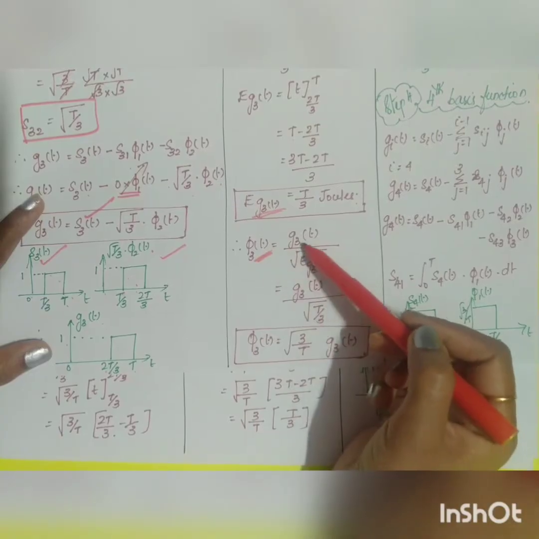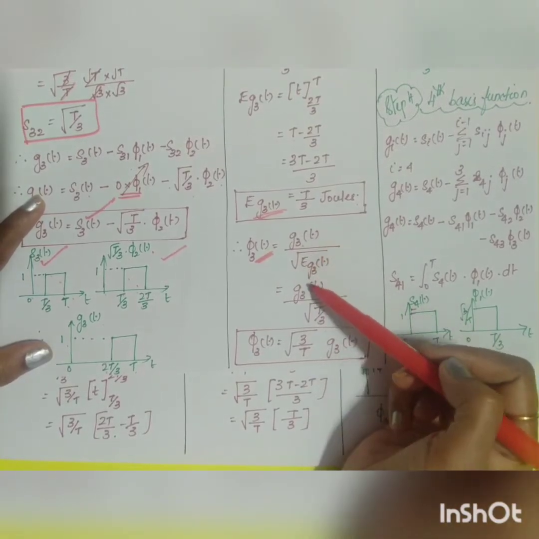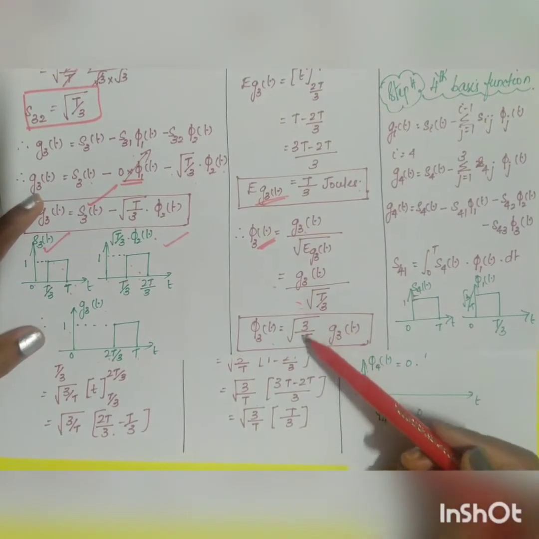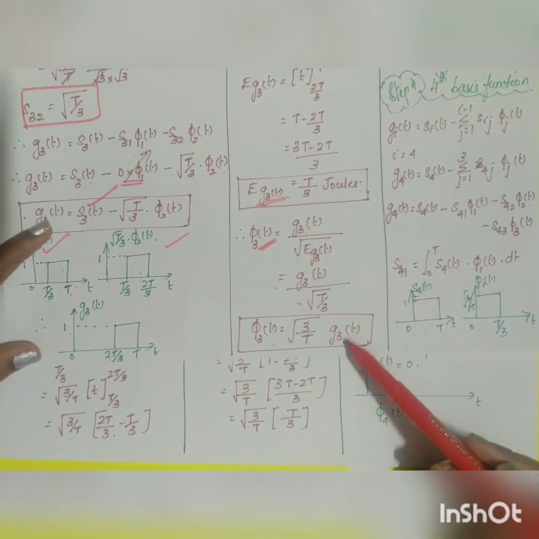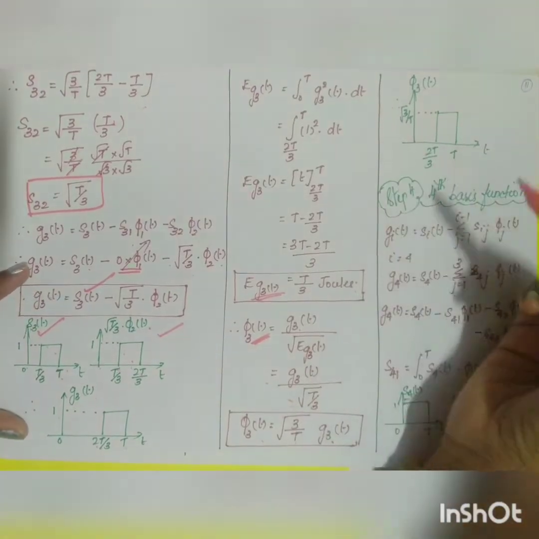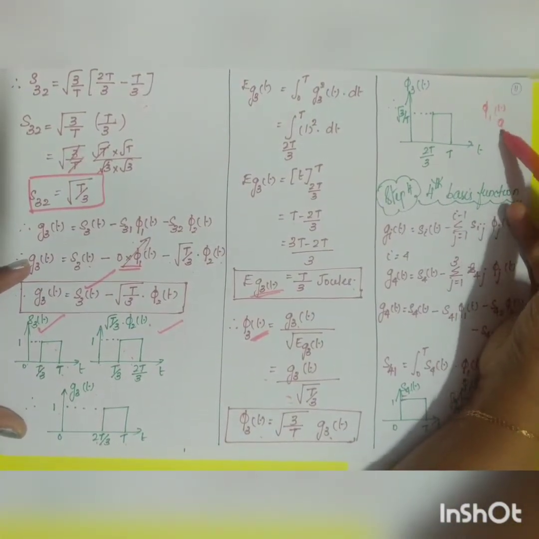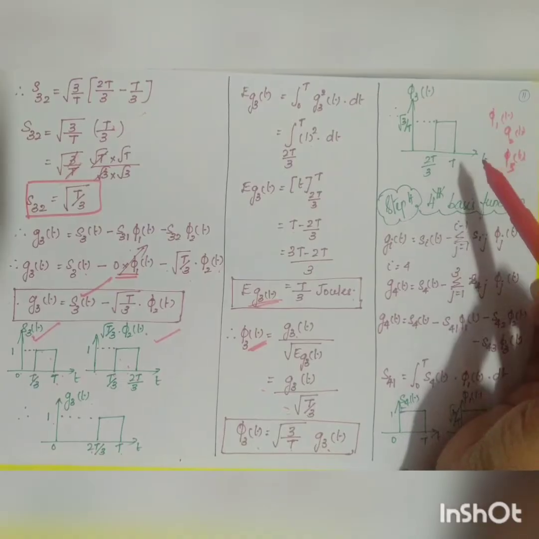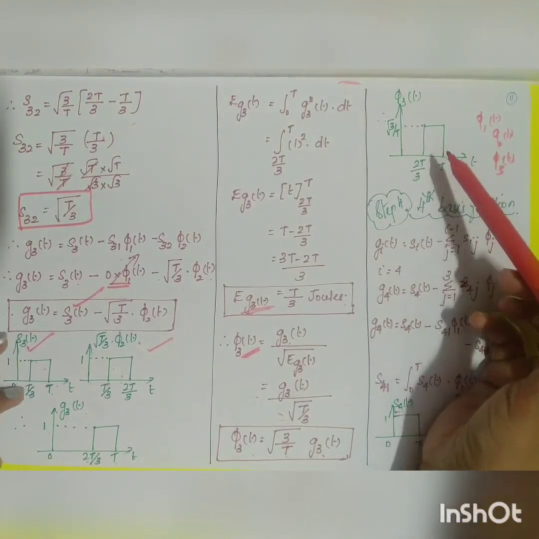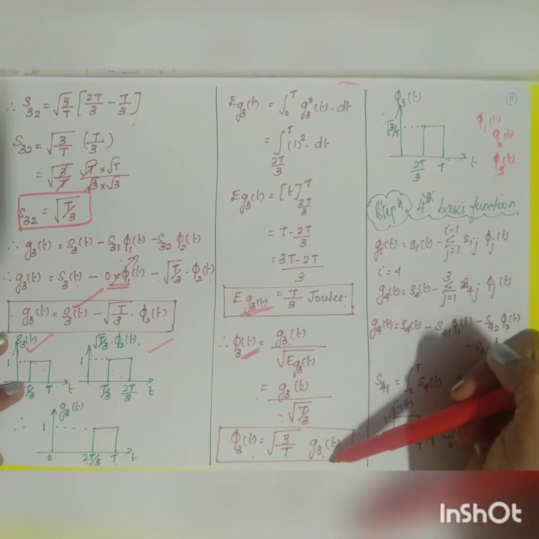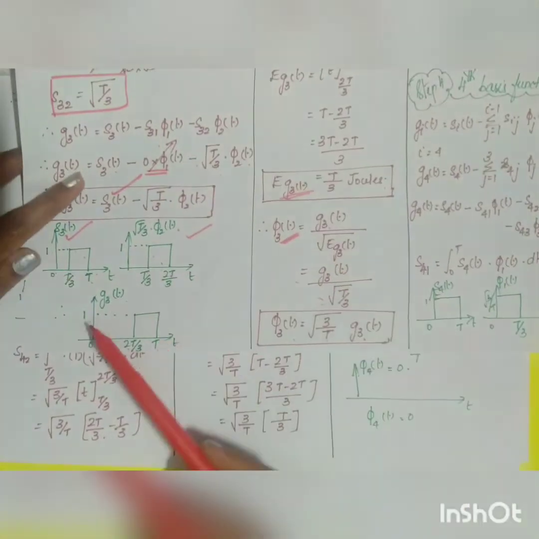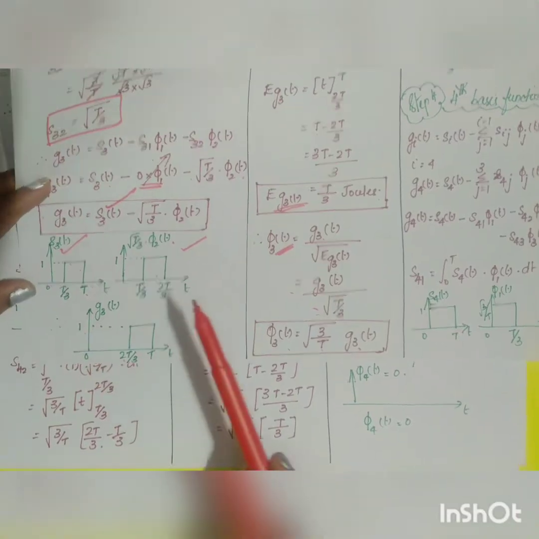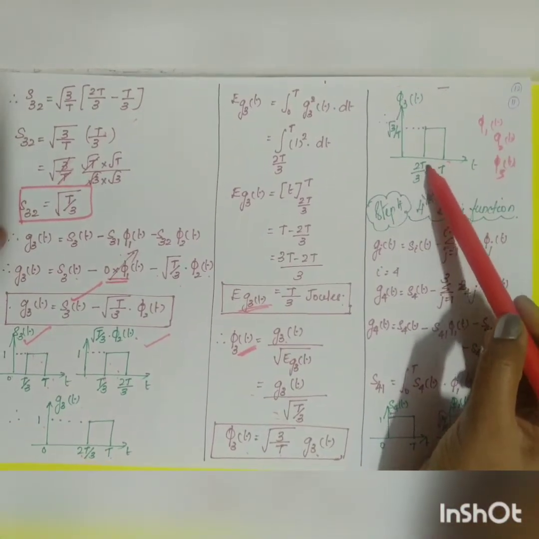So what will be your phi 3 of t? G3 of t divided by root of E of G3 of t. So G3 of t divided by root of t by 3. You can write it as such, or phi 3 of t is equal to, bringing it to the numerator, root 3 by t into G3 of t. Now you have got phi 1 of t, phi 2 of t, and phi 3 of t. Before that, let me tell you diagrammatically, phi 3 of t is equal to root 3 by t into G3 of t. What was the diagram you got for G3 of t? This is your diagram. You are going to multiply it by root 3 by t, so your amplitude will become root 3 by t. Your time duration is 2t by 3 to t.